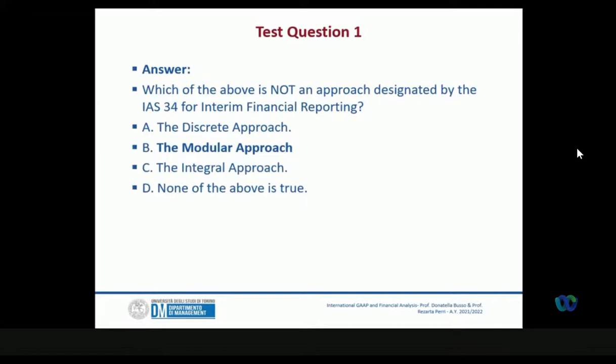We have two approaches, discrete and integral. Discrete is one that considers a separate treatment of each of the interim periods that are reported, and integral is the one that looks at the overall year and divides that into different periods. So the modular approach is not an approach designated by IAS 34.